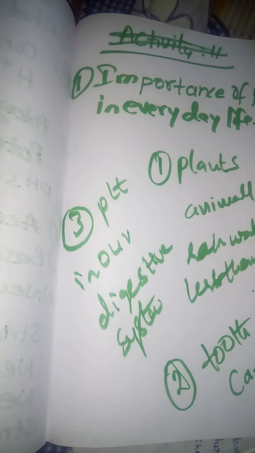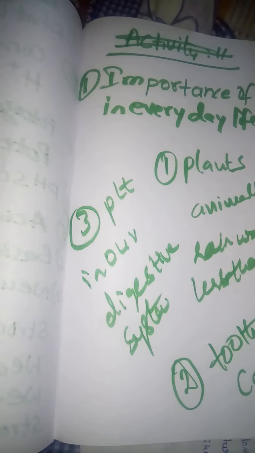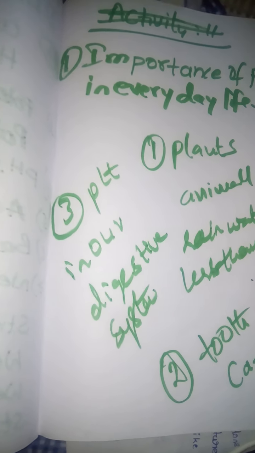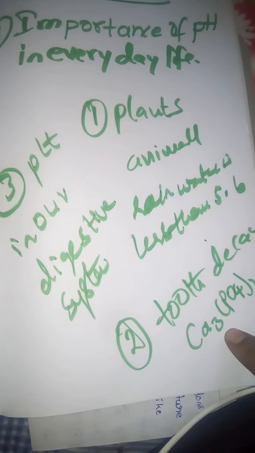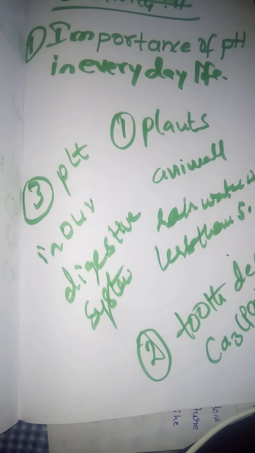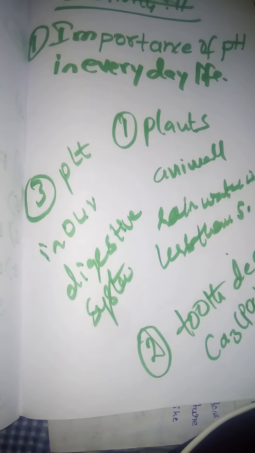our tooth decay. Tooth enamel is made up of calcium phosphate, Ca3(PO4)2. If the mouth pH is less than 5.5, tooth decay occurs. Toothpaste is a mild base, therefore it neutralizes the acid.